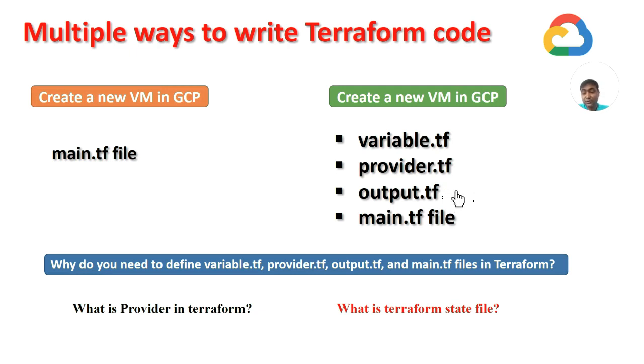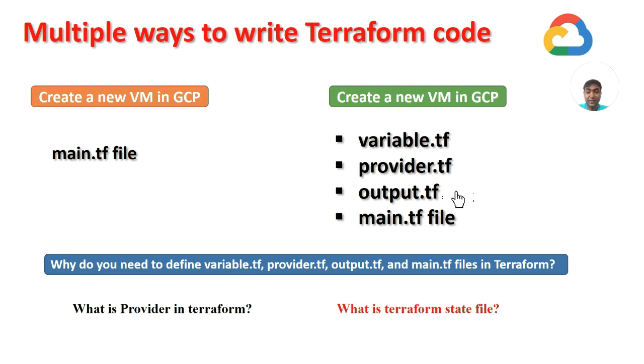Variables are placeholders for values that can be passed to your Terraform modules and configuration when you apply them. They make your configuration more flexible and reusable. By defining a variable in a separate file, you can easily manage and update the values without touching the main configuration code. This separation of concerns makes your code more maintainable and enables different environments like development, staging, and production to use different variable values.